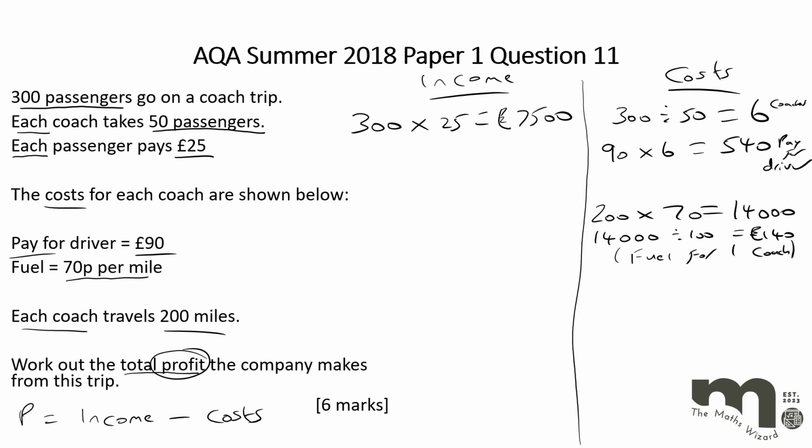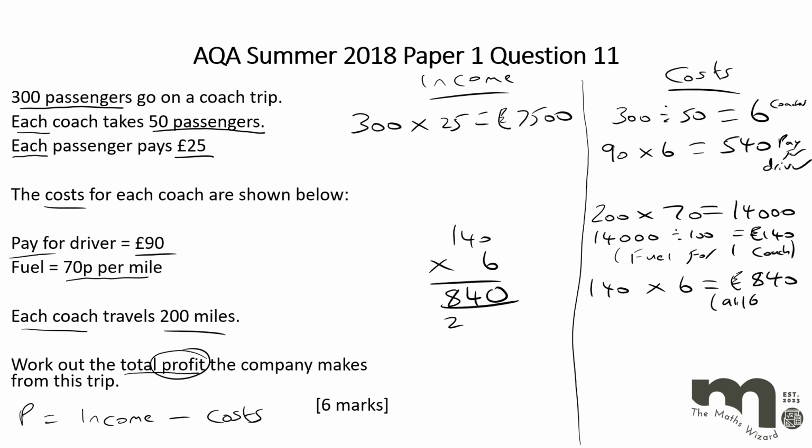But we've got 6 coaches. So we've now got to do 140 times 6. And that's going to give us 840. If you weren't sure that that was the answer, you might want to do it like this. So 0 times 6 is 0. 4 times 6 is 24. So you write your 4 there, put your 2 over here, your 2 remainder there. 1 times 6 is 6. Add on your 2 and you get 8. So it's £840 for all 6 coaches.